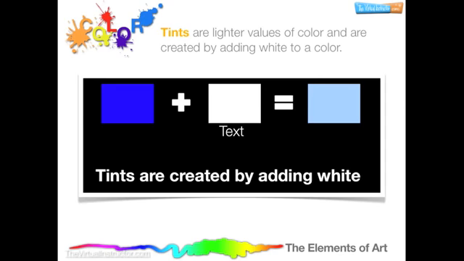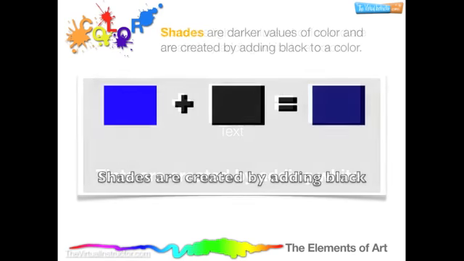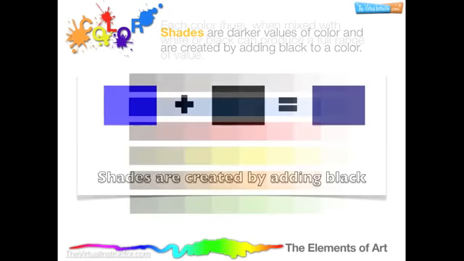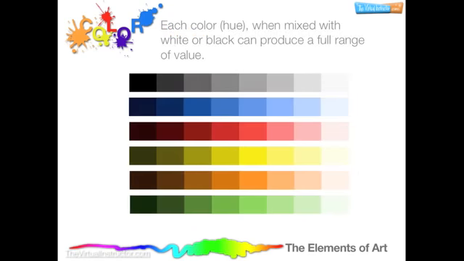Tints are lighter values of color and are created by adding white to a color. When white is added to blue, you create a tint of blue. Shades are darker values of color and are created by adding black to a color. For example, when black is added to blue, you create a darker shade of blue. Each color or hue, when mixed with white or black, can produce a full range of value.